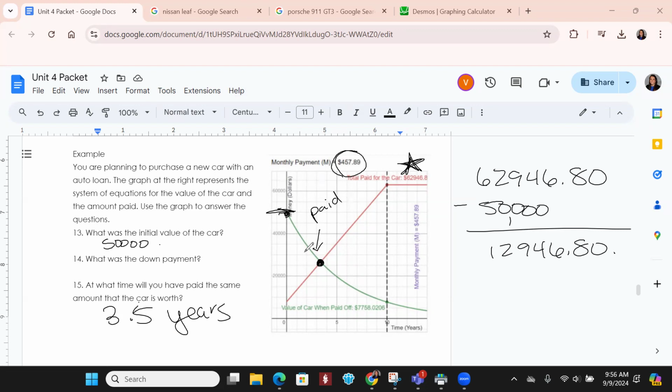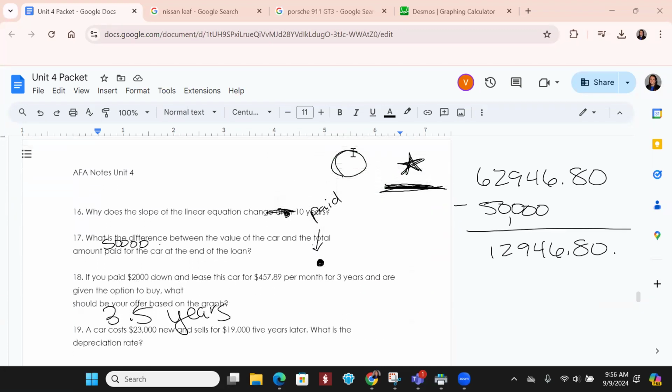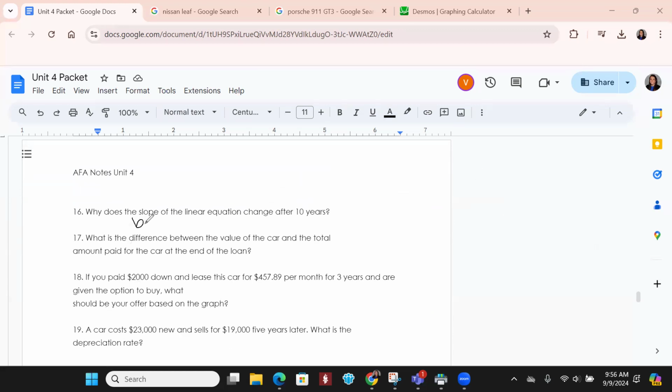Why does the slope change at this very end? Because you finish paying. It's no longer increasing. Looking at this, why did the slope change? Because you paid off the car.